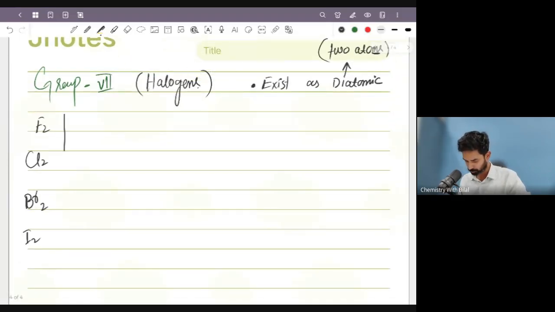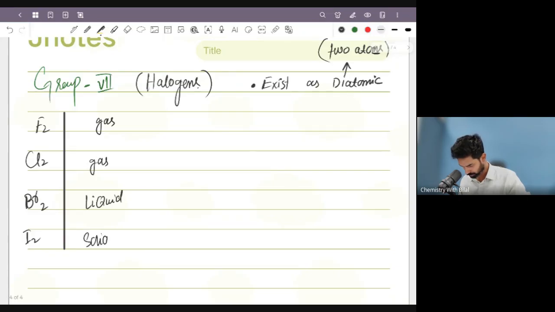Now, both fluorine and chlorine, they are gas at room temperature. This is also gas. This is liquid at room temperature. And this is solid. So you can clearly see that the melting and boiling point increases top to bottom this time, unlike group 1 in which the melting point decreases. यहाँ पे reverse है. उसमें reactivity increase होती है, यहाँ पे decrease होगी. वहां melting point decrease हो रहा है, यहाँ increase हो रहा है.